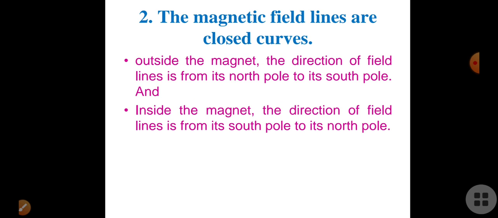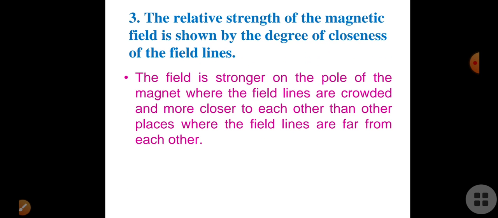Second, magnetic field lines are closed curves. As we already discussed, outside the magnet, the direction of field lines is from north pole to south, and inside the magnet, the direction of field lines is from south to north pole, and therefore they complete the curve. So these are closed curves.